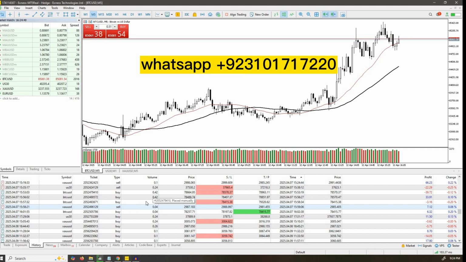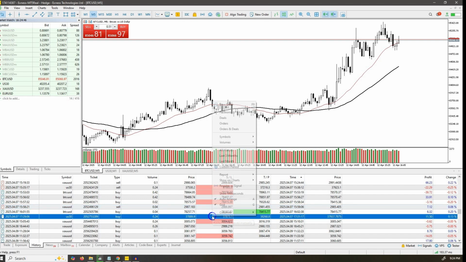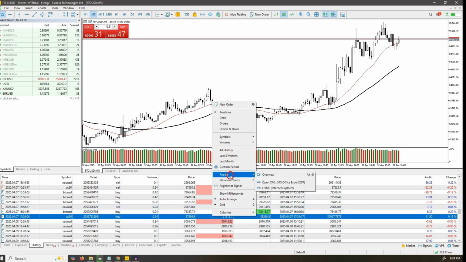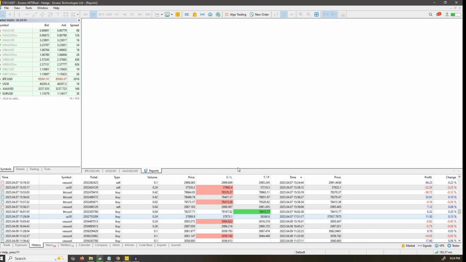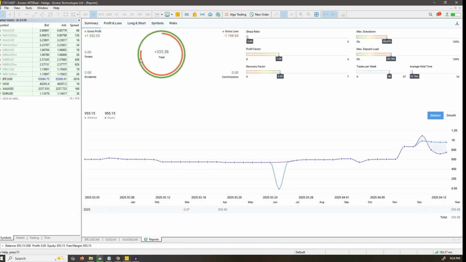To read your report in MT5, click on History, then right-click on any trade. Click on Report and then choose Overview. Here you will see the account details.